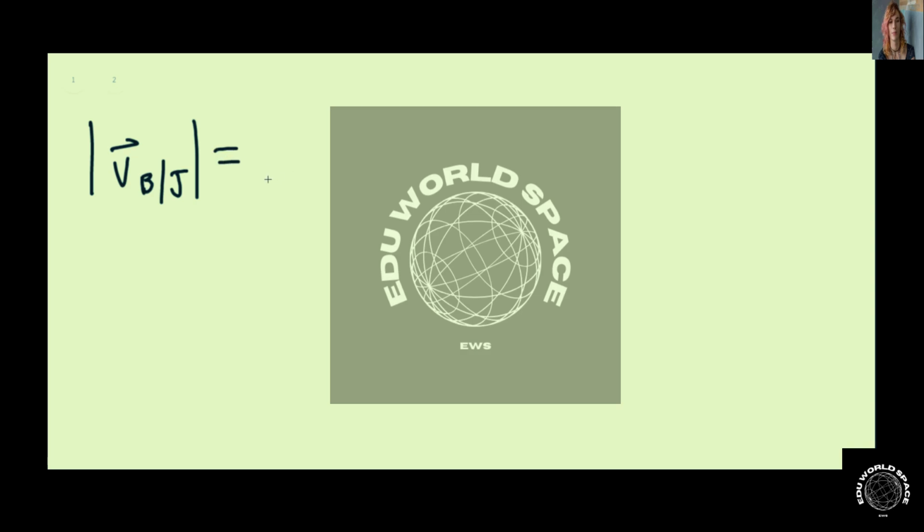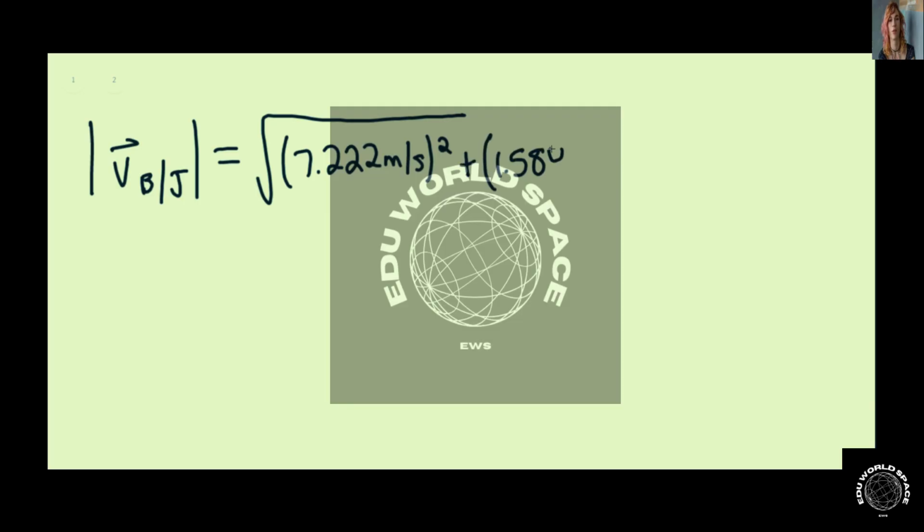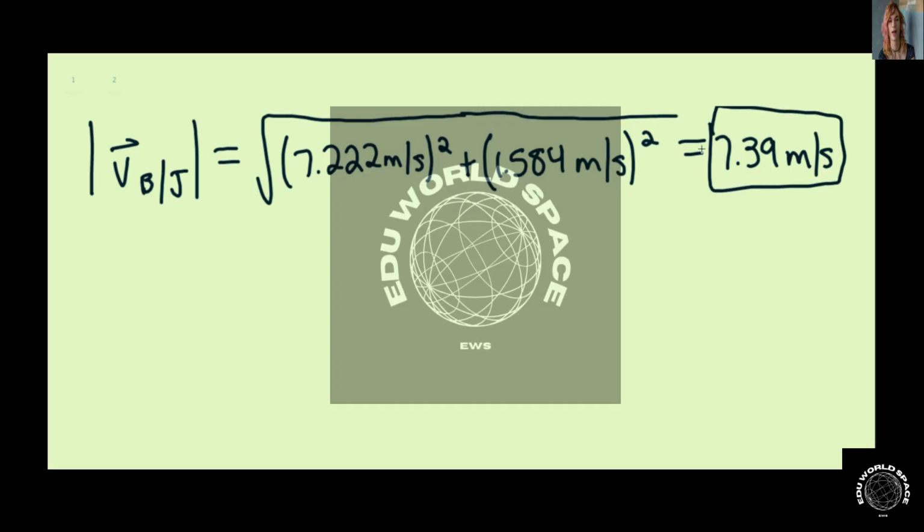So essentially, we can find the magnitude of the velocity of the ball relative to Juan, and this would be equal to the square root of 7.222 meters per second quantity squared, plus 1.584 meters per second quantity squared, and this is equaling 7.39 meters per second. This would be the magnitude of the velocity of the ball relative to Juan.